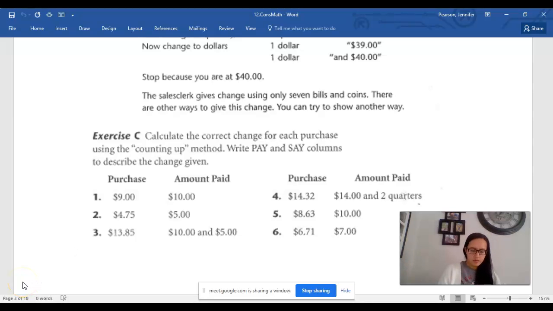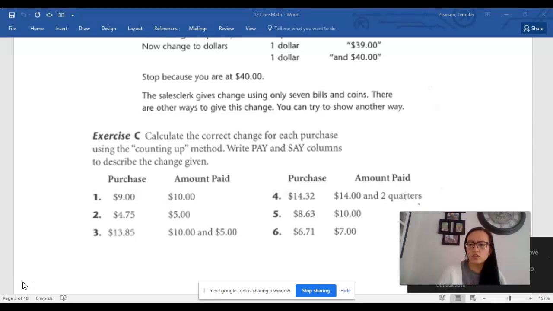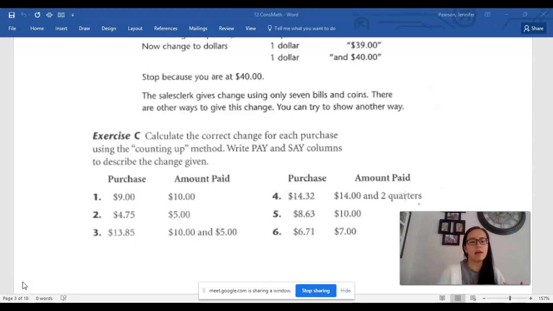Okay, we're gonna be talking about consumer math, chapter 12, lesson 1, and this is exercise C. So the question says, calculate the correct change for each purchase using the counting up method, write pay and say columns to describe the change given. I'm gonna simplify this. I want you to determine how much change the person would be due, and then indicate how much of each item you would give them to give them that change.